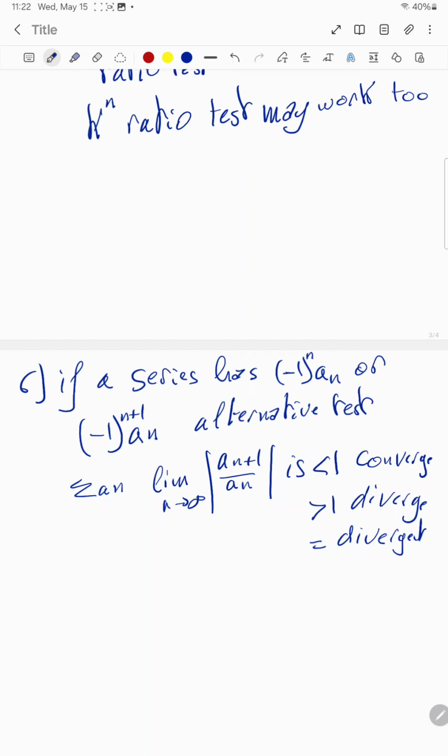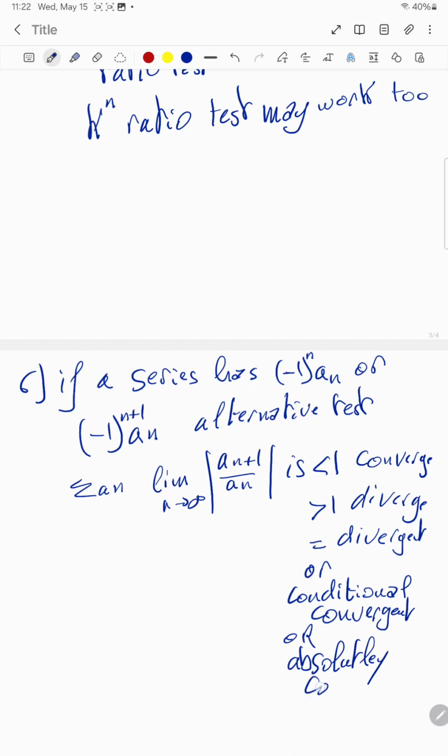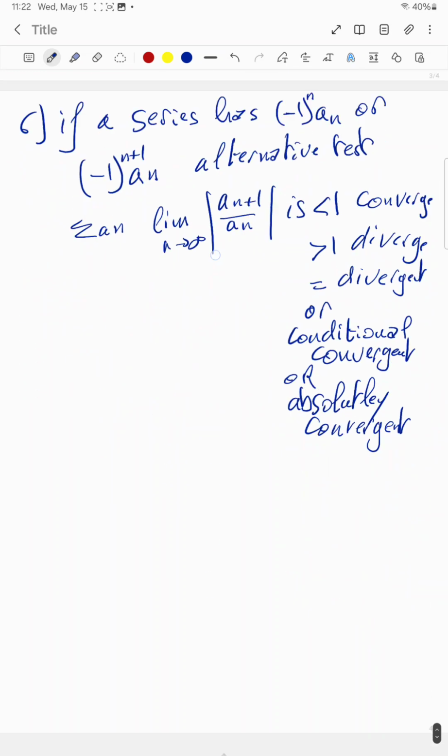or conditionally convergent, or absolutely convergent. We do some tests and you will see some examples. Let's finish the strategy, and after that I will do a video with all the examples that I used here.